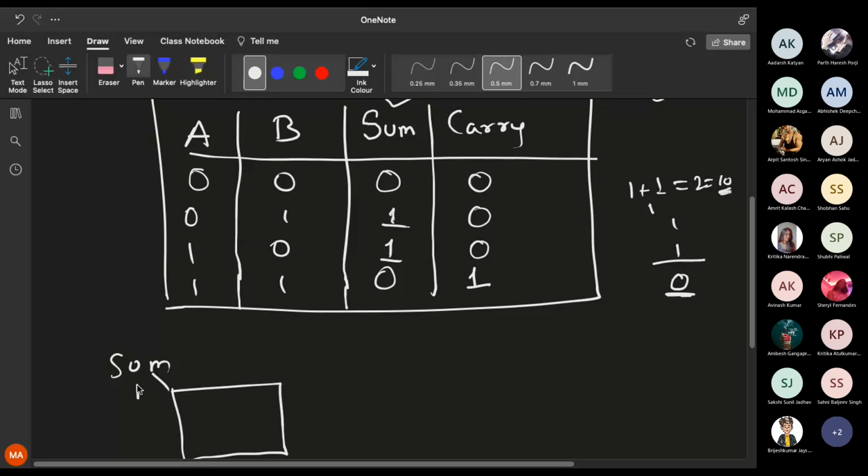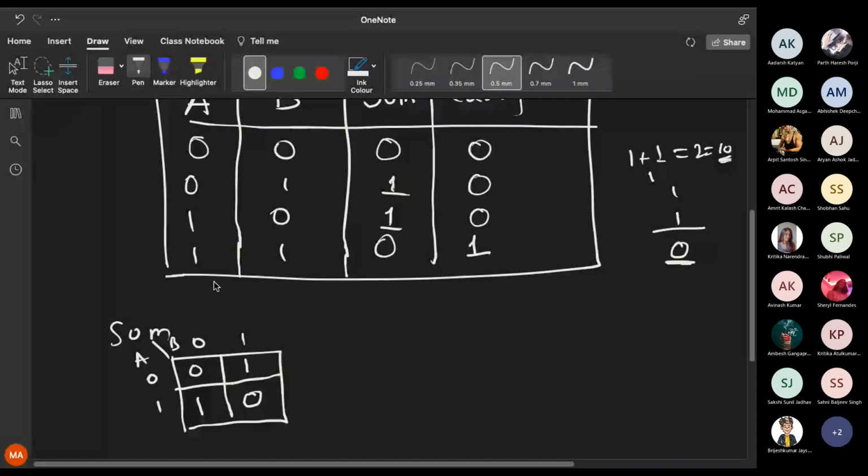We have A, we have B. A can be 0 or 1, B can be 0 or 1. If A and B both are 0, what is the sum? 0. If A is 0 and B is 1, the sum is 1. If A is 1 and B is 0, the sum is 1. And if both are 1, the sum is 0, because 1 plus 1 is nothing but 0 in the sum. Kindly make the K-map for carry as well.